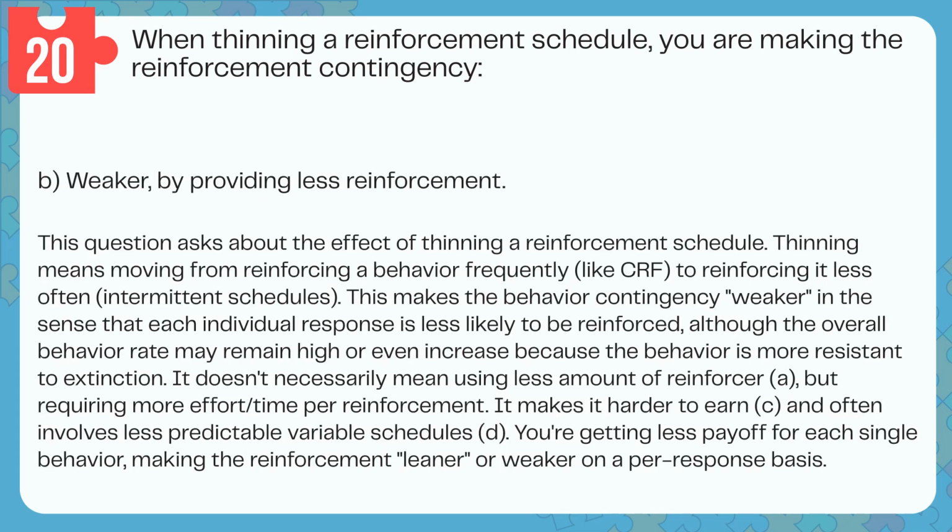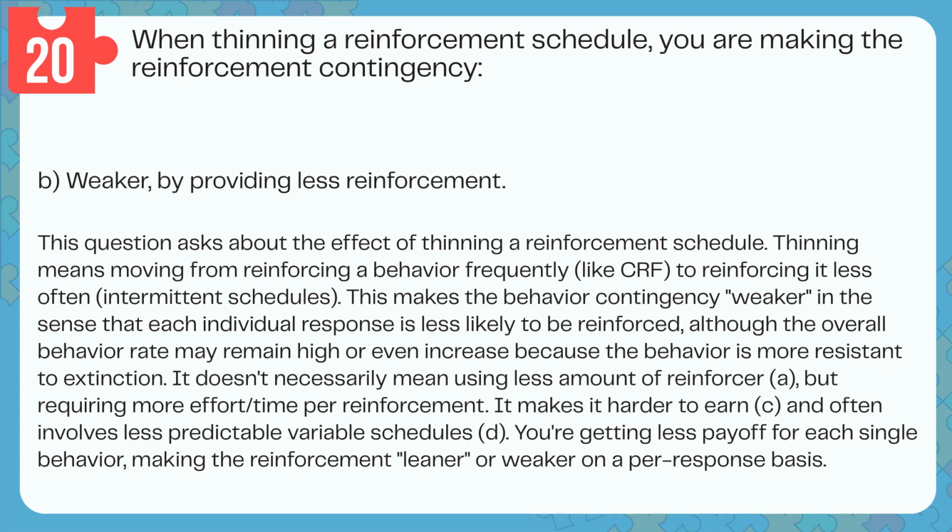Answer: B. Weaker by providing less reinforcement. This question asks about the effect of thinning a reinforcement schedule. Thinning means moving from reinforcing a behavior frequently, like CRF, to reinforcing it less often, intermittent schedules. This makes the behavior contingency weaker in the sense that each individual response is less likely to be reinforced, although the overall behavior rate may remain high or even increase because the behavior is more resistant to extinction.